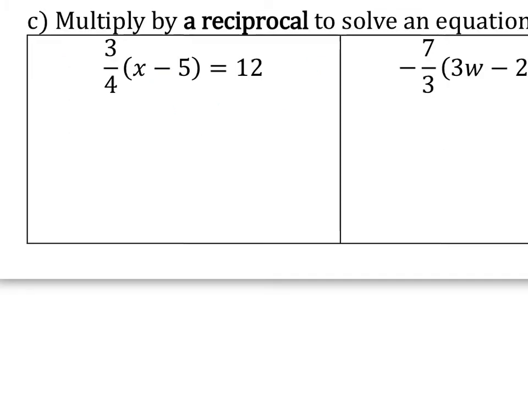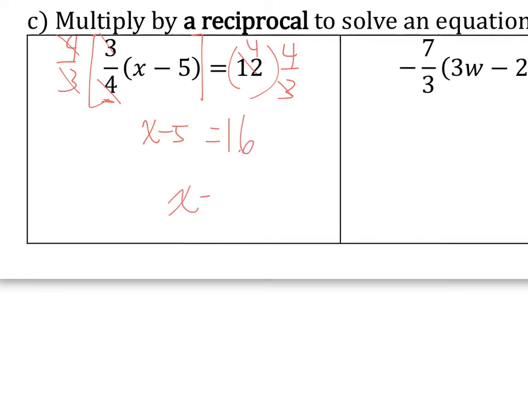Part C, multiply by a reciprocal to solve an equation. So as I showed you earlier, just take this fraction and multiply both sides by its reciprocal, which is 4/3. 16 and x would equal to 21.